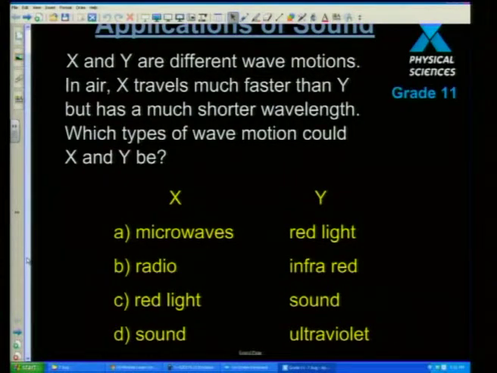A says X is microwaves and Y is red light. B says X is radio waves and Y is infrared. C says X is red light and Y is sound. D says X is sound and Y is ultraviolet. So this is your challenge. Through this show, have a look at it. We'll discuss it right at the end. I'm sure some of you have ideas as to what the answer could be. There's a little bit of a trick in this one, so think about it.